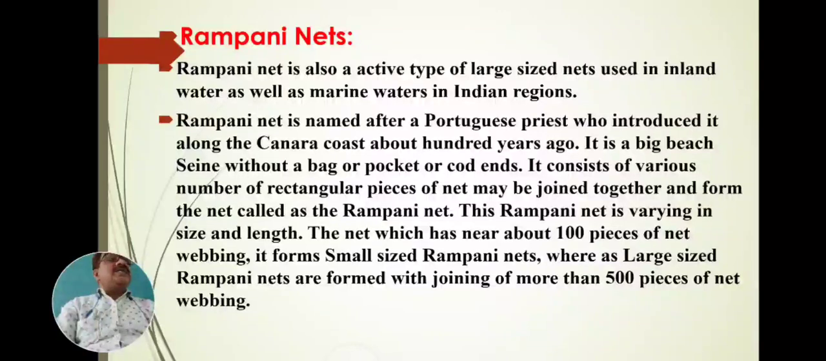That beach seine is called the Rampani net. It consists of a various number of rectangular pieces of net webbing joined together to form the net called the Rampani net. A number of rectangular pieces are joined together and form the net. That net is called the Rampani net.